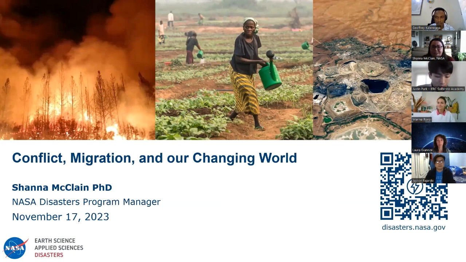As Justin mentioned, I'm Shana McLean. I'm the Disasters Program Manager at NASA. I work within the Earth Sciences Division. So there's a whole collective of us that are looking at how to advance science for the benefit of society globally. And today I'm going to be talking about how Earth observations are not only critical for issues like conflict and migration and environmental and climate change, but how we can be using Earth observations to better understand factors that drive fragility, or in other words, prevent us from becoming more resilient as a society.